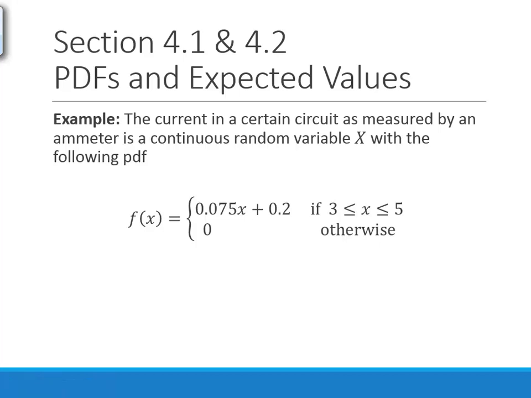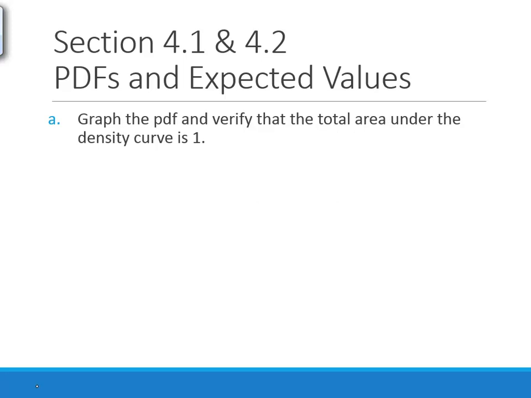Here, the current in a certain circuit measured by an ammeter is continuous with the following PDF. So f of x is equal to some linear function, if x is between 3 and 5, and 0 otherwise. Let's graph the PDF and then double check that it is a PDF, that the area under its density curve is equal to 1.